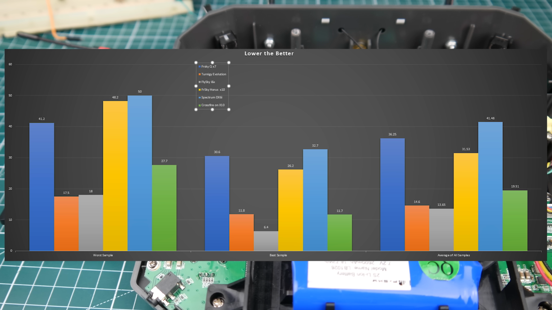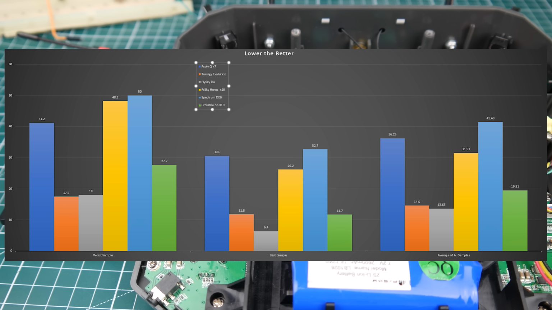All right, so average. The Crossfire averaged at 19.51, which is very good, actually, because the Horus X10 by itself averaged 31.53, so it's not twice as fast. It's around, maybe we say 70% faster, or is it, yeah, 70? No, 70, sorry. Around 30 to 40% faster than the Horus without the module, so it does make a huge difference there. This is the average, don't forget.